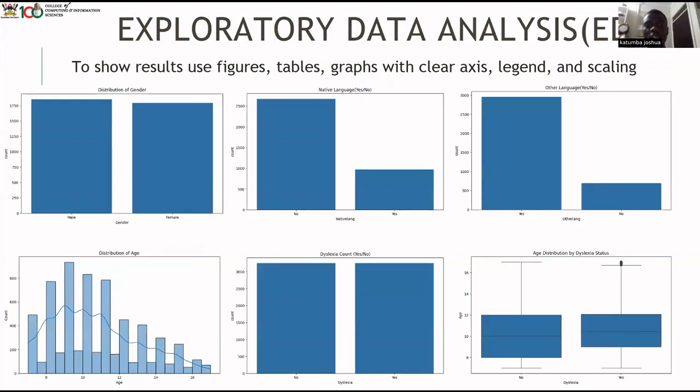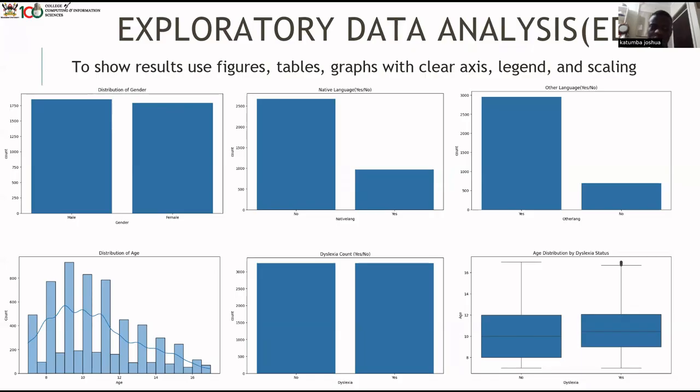Now, we carried out exploratory data analysis and came up with figures, tables, graphs, and axes to show more insights about our data. To begin with, in these bar graphs, we have the distribution of gender, which showed that males had more participation in this study than females. Then we had people who were speaking the native language, and most of them didn't. Then you had people who were speaking the other language, and most of them did.